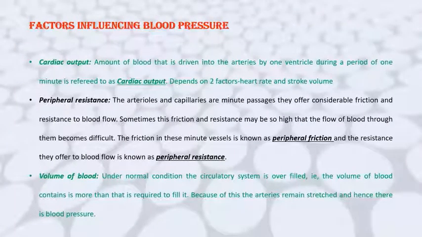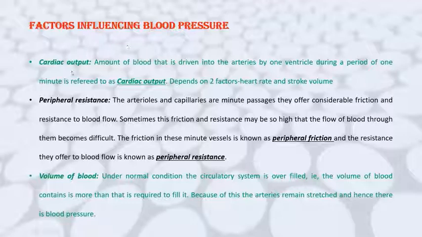Now we will see what are the factors influencing the blood pressure. The first one is cardiac output. The amount of blood that is driven into the arteries by one ventricle during a period of 1 minute is referred to as cardiac output. That depends on two factors: one is heart rate and the other is stroke volume.